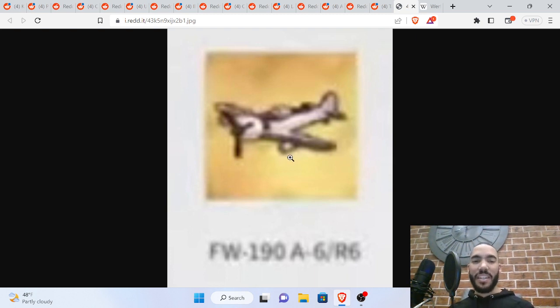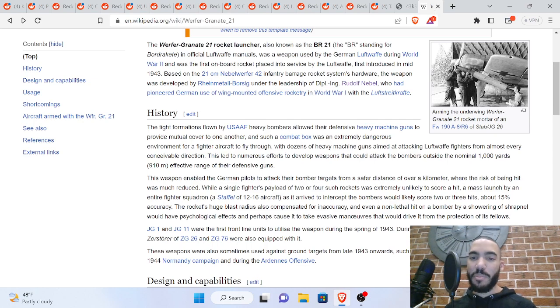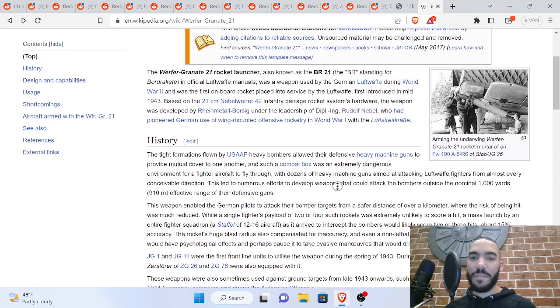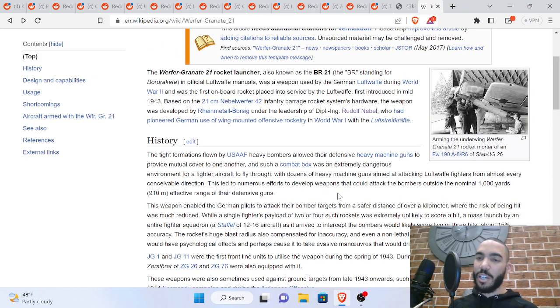And here's the thing, if you look under the wings, it looks like it has some rockets, and I think it's this weapon right here, which leads me to believe it might be a rocket fighter that is oriented at heavy armor targets. This is just a guess, just some speculation that they're saying on Reddit. I don't know if I'm going to pronounce this correctly: Wfr. Granate 21 rocket launcher, also known as the BR-21.